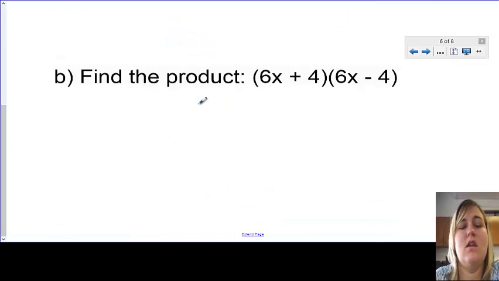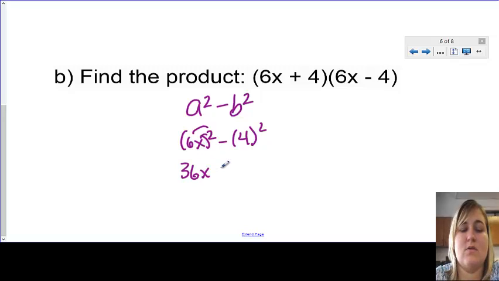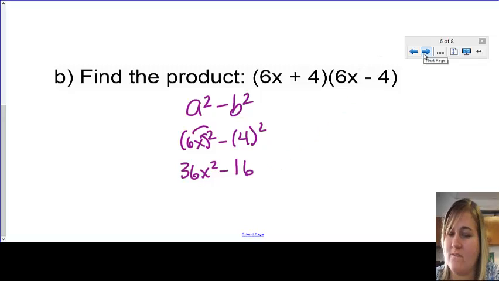Same thing on this one. I'm dealing with the formula a squared minus b squared. So my a is 6x. I'm going to square it, minus my b, which is 4, and I'm going to square it, so I'm going to distribute that 2 to everything. 6 squared is 36. x squared is x squared. Minus 4 squared, which is 16. I'm getting tongue-tied, sorry. Final answer.